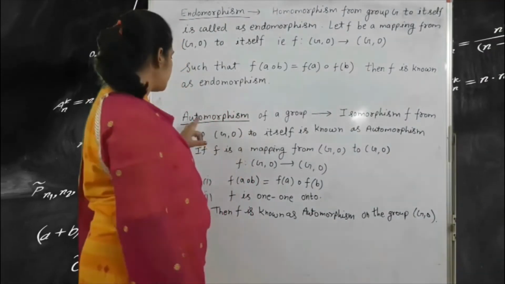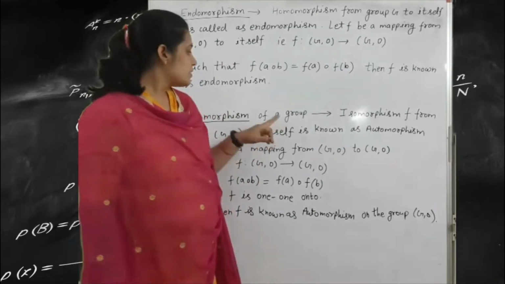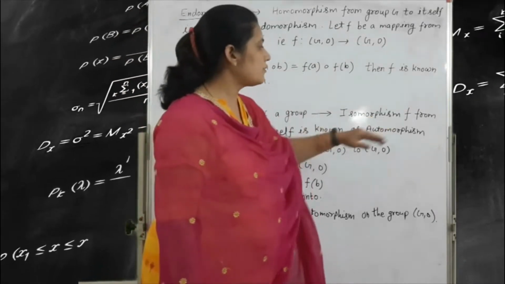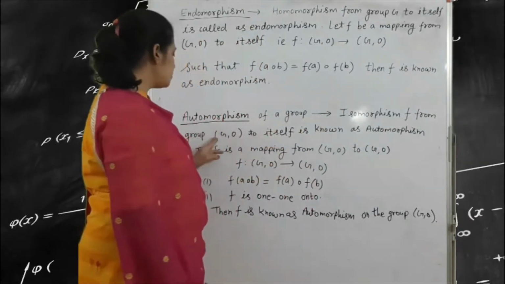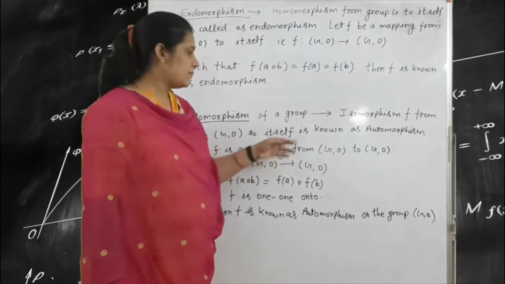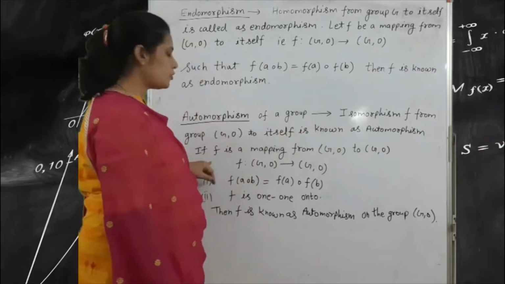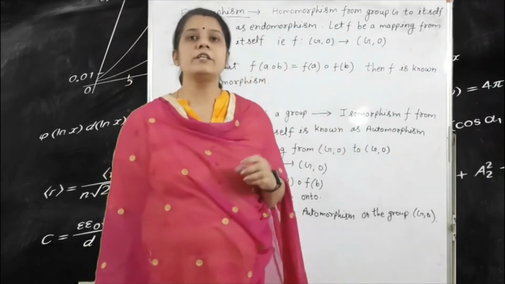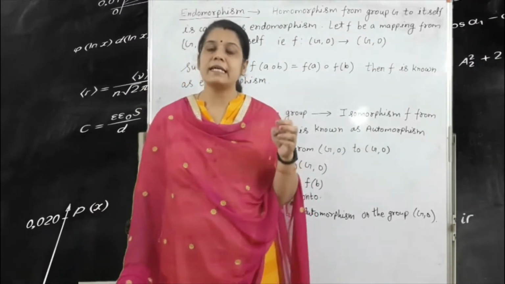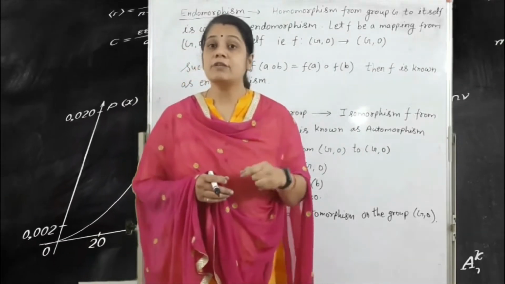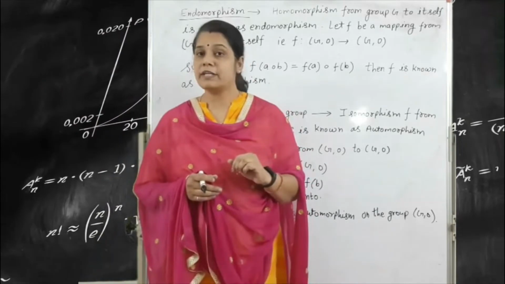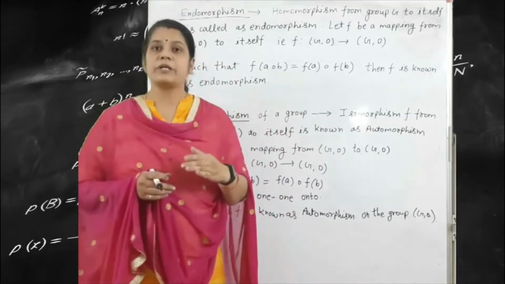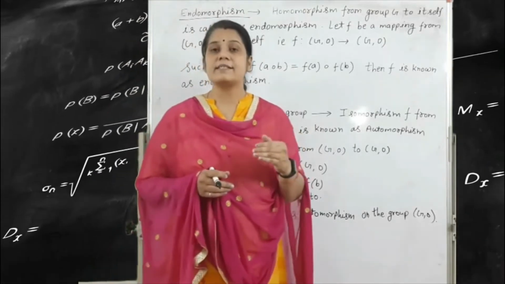The next definition is the automorphism. The automorphism of a group means that an isomorphism F from group G,O to itself is known as an automorphism. According to homomorphism, F(A operator B) is equal to F(A) star F(B). Isomorphism, again, F(A operator B) is equal to F(A) star F(B).